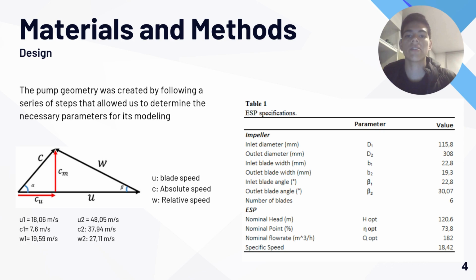In the calculation of the impeller design, we use velocity triangles to accurately model the impeller width at the inlet and outlet. The results can be seen in this section. All these parameters are found in the table on the right.